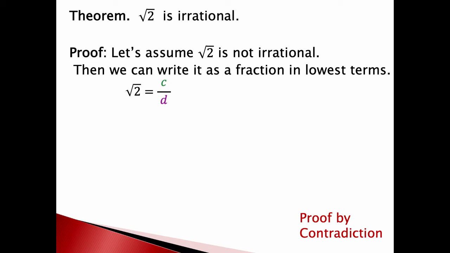Okay, well, where from here? What can I do with that equation? Well, the whole thing about the square root of 2 is that when you square it, you get 2. So let's square both sides. That would tell me that 2 is equal to c squared over d squared. Okay, well, it's kind of ugly because it's a fraction. Let's simplify this a little bit. Let's take the d squared to the other side. So that would give me that c squared is 2d squared. Okay, so what does that mean?